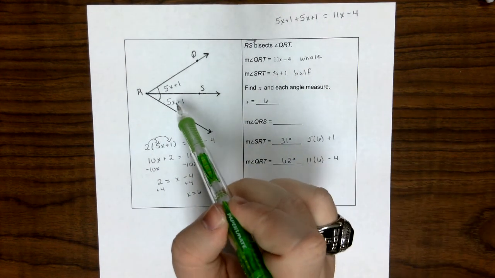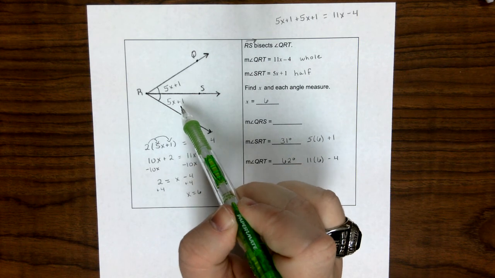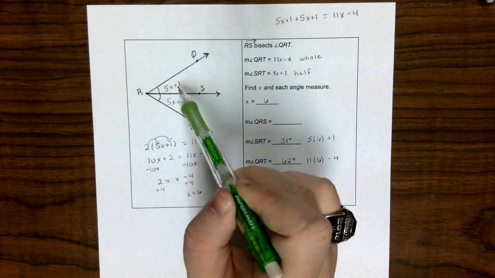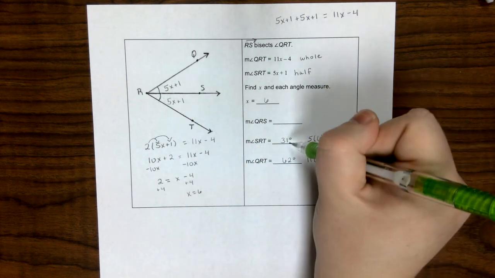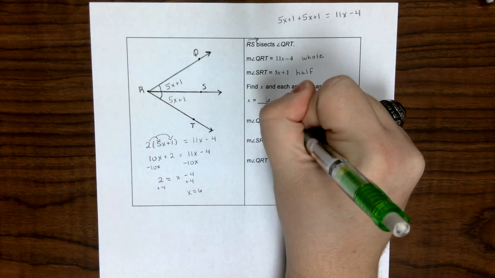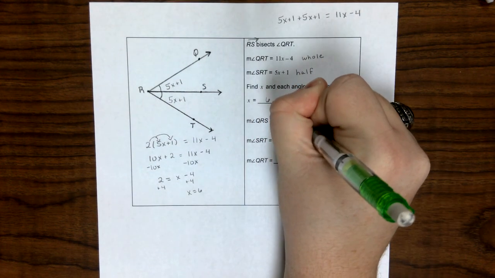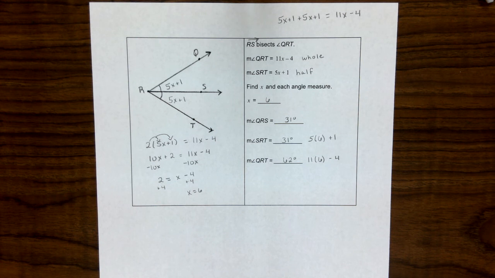Remember, we said that whatever we get for SRT, it's going to be the same for QRS. And so once I find this half, I automatically know this half. So I'll go ahead and transfer 31 up here. Okay? And that's it. Angle bisectors are really easy if you can solve equations with variables on both sides. It's not that hard.